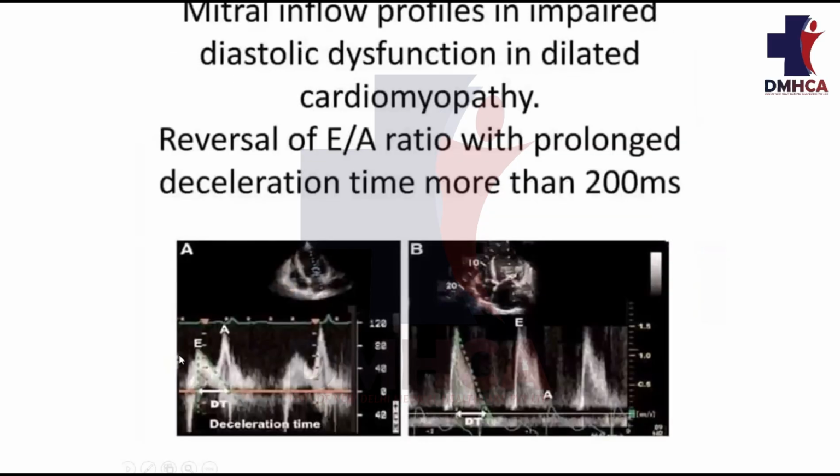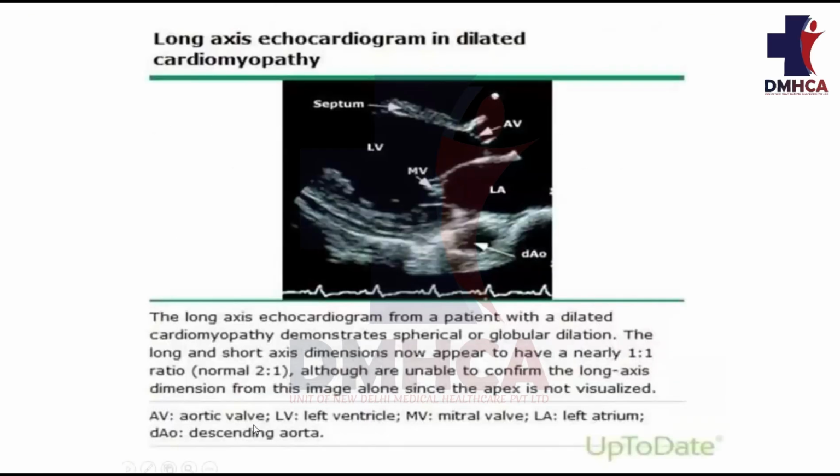And if you see the E prime, mitral inflow pattern shows impaired diastolic dysfunction, which will be there in dilated cardiomyopathy. Reversal of E/A, that is A is more than E, so diastolic dysfunction will be there with a prolonged deceleration time. This is also one of the important features. Long axis dilated chamber, almost more than 6, it is the dilated chamber. LA is dilated, aorta is dilated, RV is dilated. But the thickness is preserved.